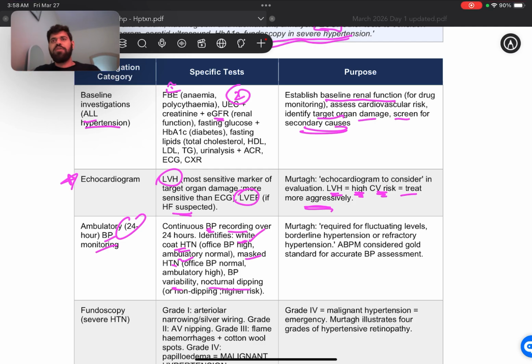So dipping and non-dipping is that the blood pressure during the night while the patient is sleeping is supposed to dip and then slowly rise towards their waking up time. However, some patients don't have that, and they're called non-dippers. So we have to check that as well.